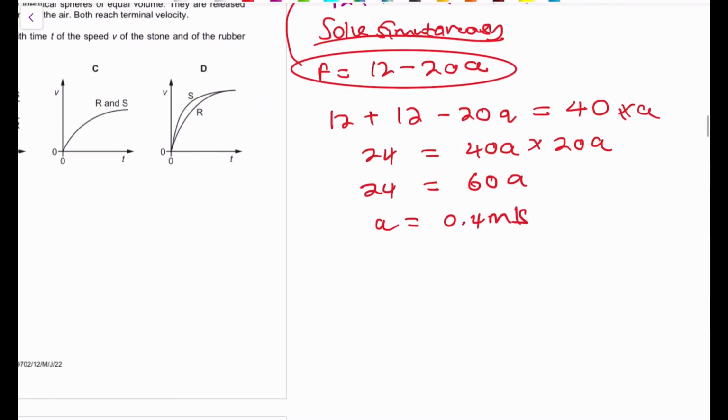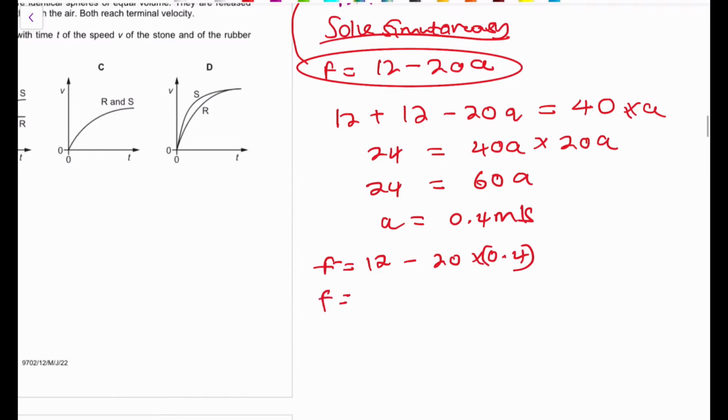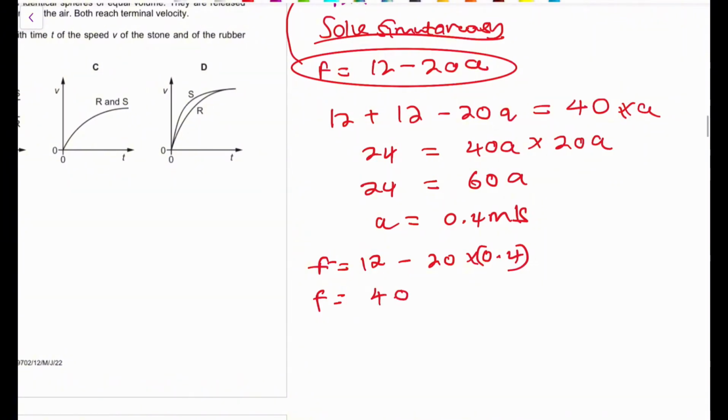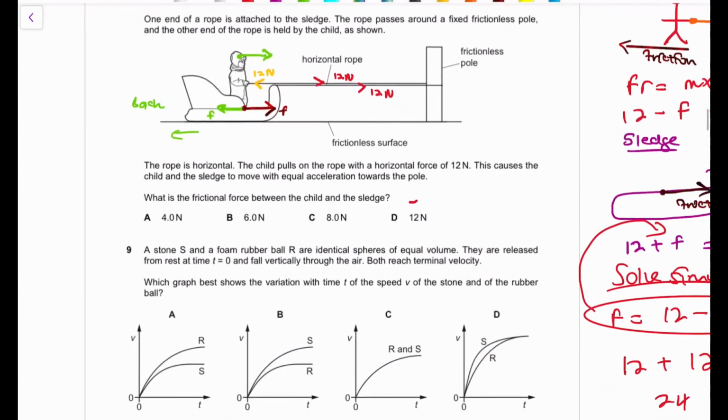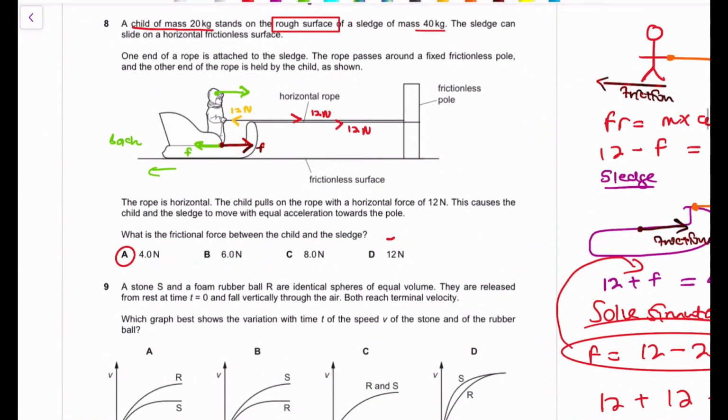With that acceleration, the value of F is going to be 12 minus 20 times 0.4. 0.4 times 20 gives you 8, so F is 12 minus 8, a value of 4.0 newtons, and the answer is A. So this was a pretty complicated paper.